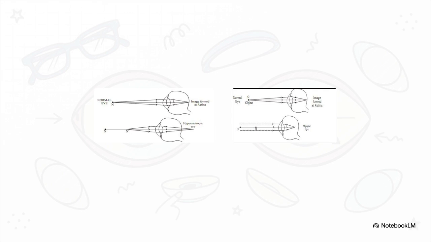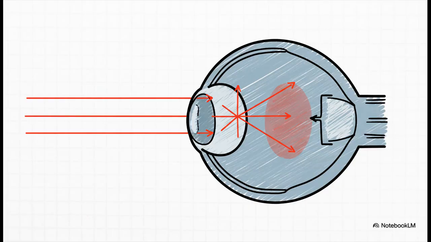This is a myopic eye. Can you see the difference in where the light is focusing? Yes, that's the crucial point. For us to have clear vision, the image must form exactly on the retina. But in a myopic eye, the light rays from a distant object form an image in front of the retina. It doesn't reach the retina, it falls short. And because the image is not formed on the retina, what we see is a blurry picture.